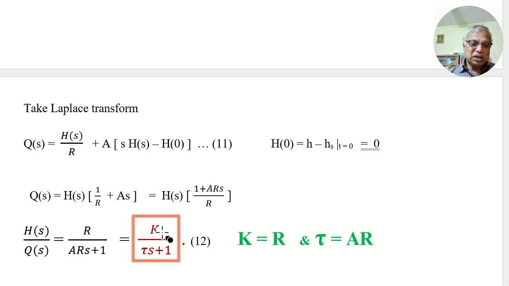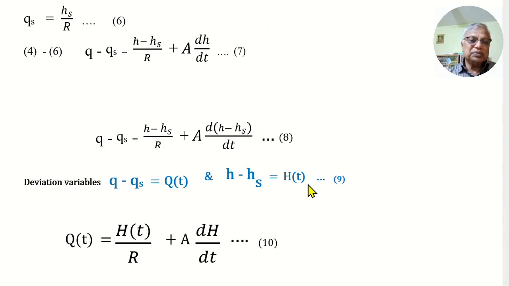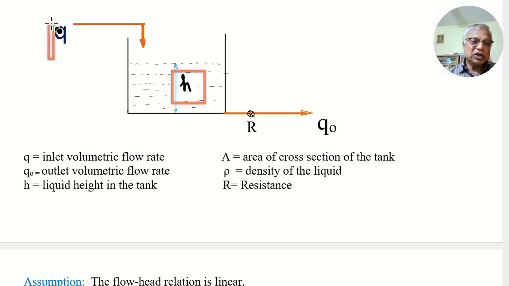K is called what? K is a gain. Here K is equal to R. The gain equal to R. R is nothing but the resistance. And tau, what is tau? Time constant. Time constant equal to A into R. Area into resistance is the time constant. So you get H by Q equal to R by (tau s plus 1), the standard form K by (tau s plus 1), K equal to R and tau equal to AR. So this is a transfer function relating the height and the inlet flow rate.